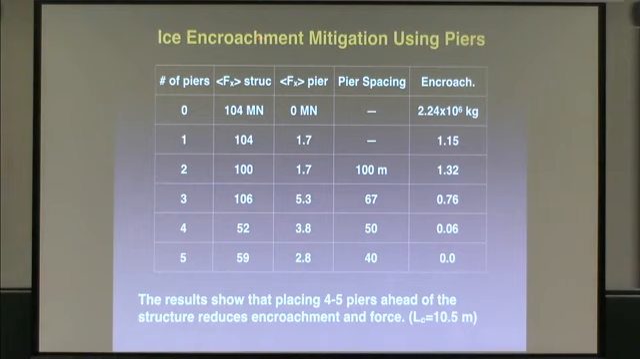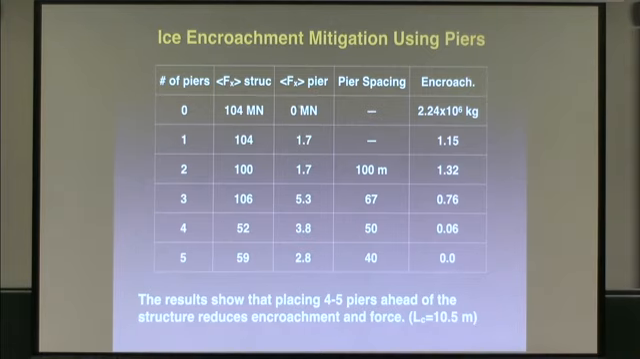On the left is the number of piers, and the force on the structure is 100 meganewtons at the base case, going down to something like half. So you still have a force on the structure, but it's mainly the weight of the pile pressing on the structure in front. Forces on the piers, again, these are average forces, not peak forces.